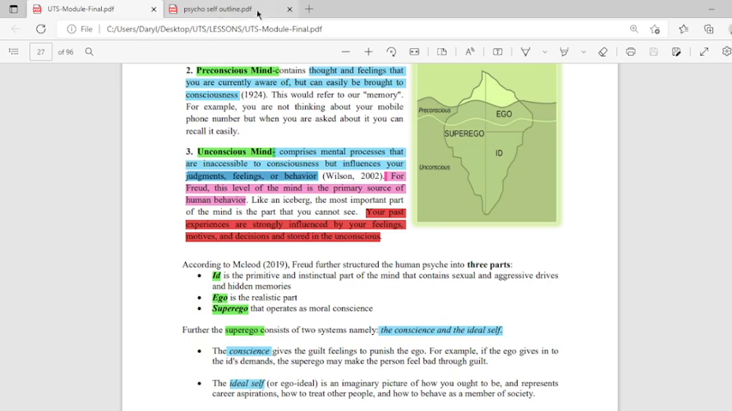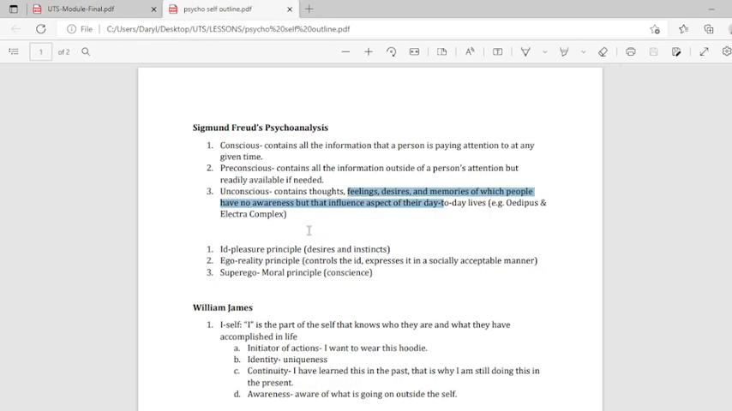So, the id, guys, sa simple nga pagsabot ani ning id, it operates on the pleasure principle. So, it contains all your desires and instincts. The second one, ego, it operates on the reality principle. It is the one responsible in controlling the id and expresses the id in a socially acceptable manner. Lastly, ang last nga ma-develop, according to Freud, is the superego. So this is the moral principle of the human psyche, which will manifest itself through the conscience.